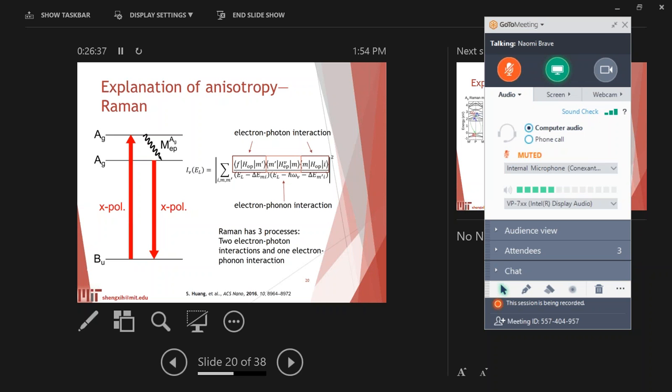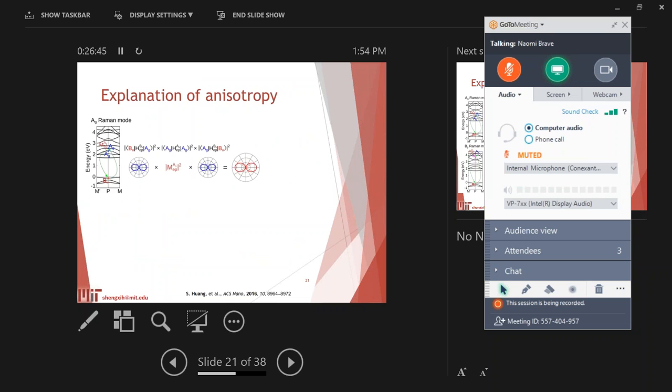So we know there are three processes. Two of them are electron-photon interaction, and one of them is electron-phonon interaction. So let's look at, for example, Ag Raman here.